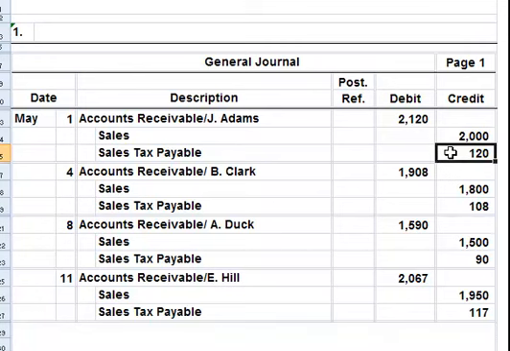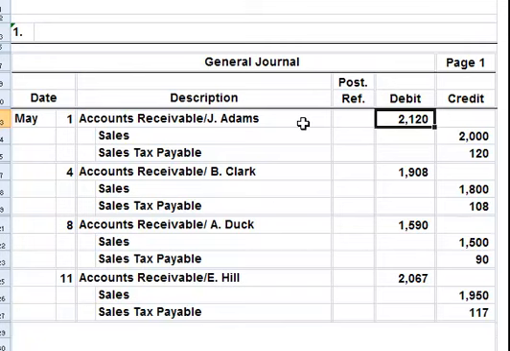So the customer is always the individual who pays sales tax. You know that from when you go to Walmart. So the individual has to pay the $2,000 for the items plus $120 in sales tax. So they owe us $2,120. So we debit our accounts receivable and then slash J. Adams to show that he specifically is the one who owes us that $2,120.